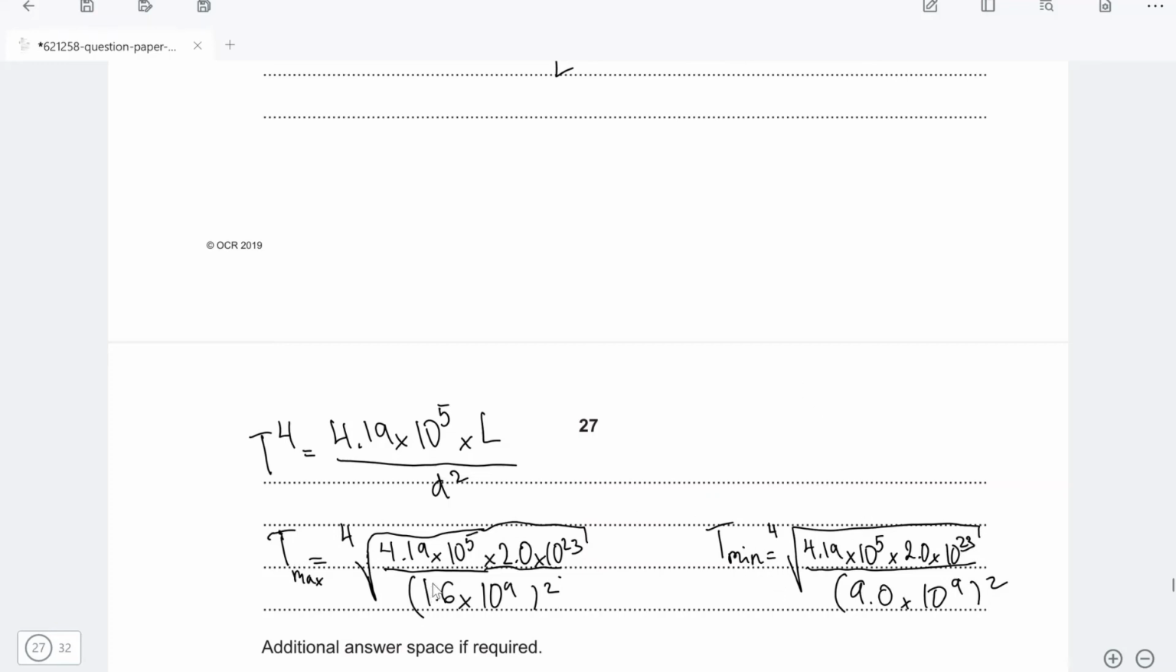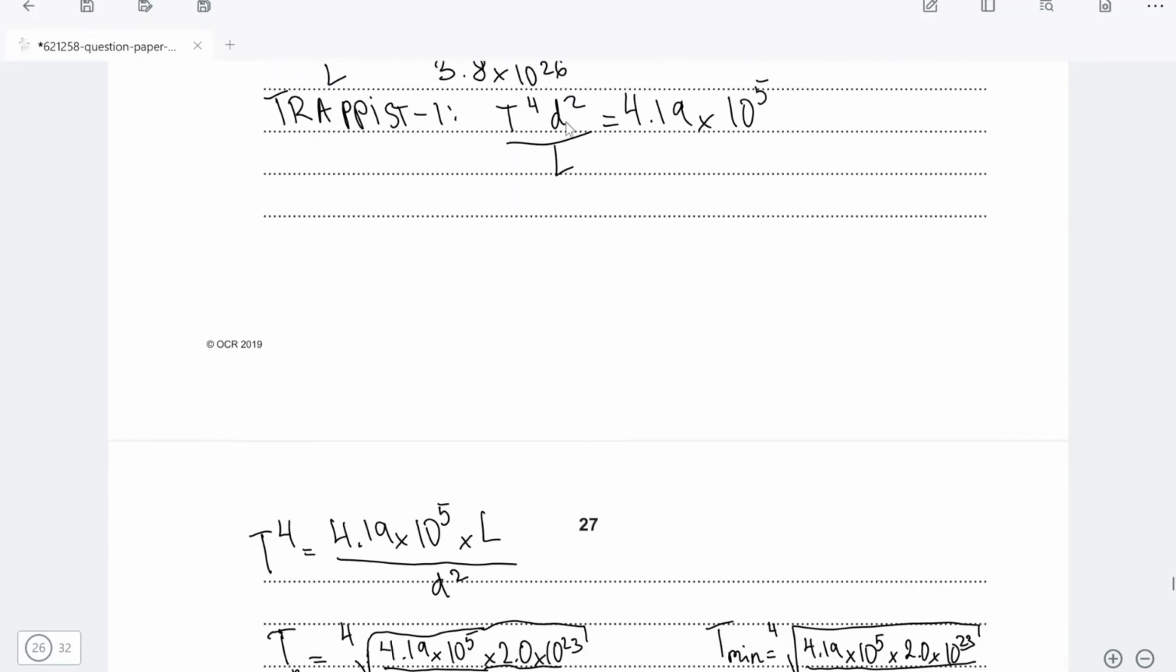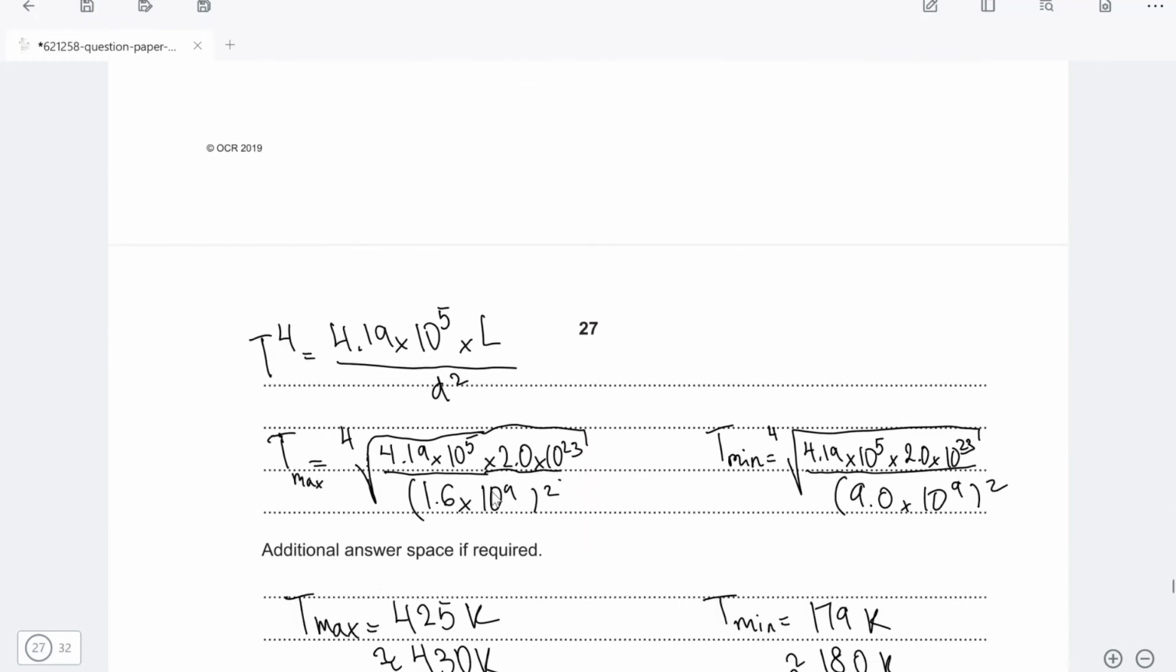The planets which are closest to TRAPPIST-1 are going to have the highest temperature, and the planets which are furthest away are going to have the minimum temperature. Just rearranging the equation, T to the power of 4 d squared divided by L is equal to the constant. Let's rearrange that for the temperature. T to the power of 4 is equal to 4.19 times 10 to the power of 5 multiplied by L divided by d squared. Now when we substitute, I'm going to make sure that we calculate the maximum and the minimum values. The maximum is given when the distance is the smallest, i.e. 1.6 times 10 to the power of 9 squared.